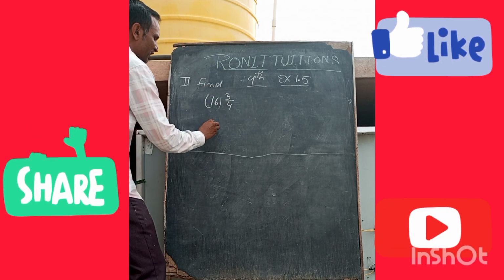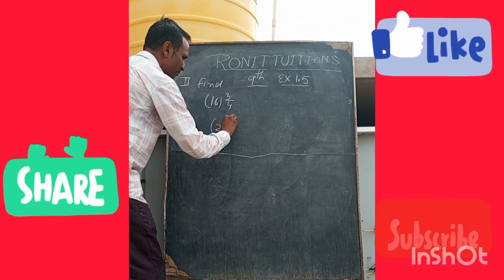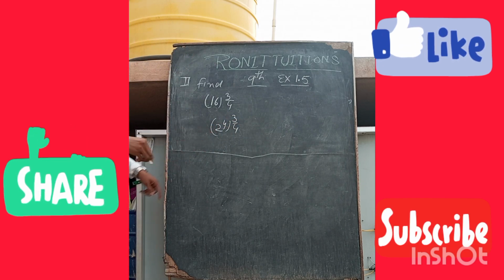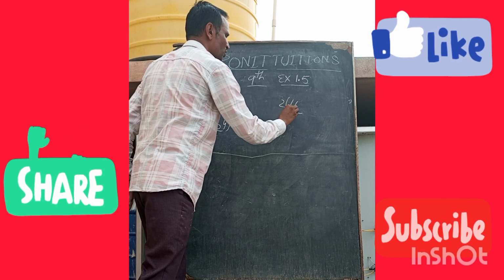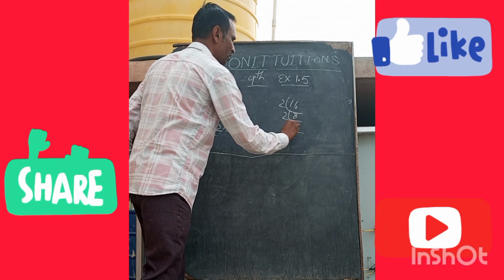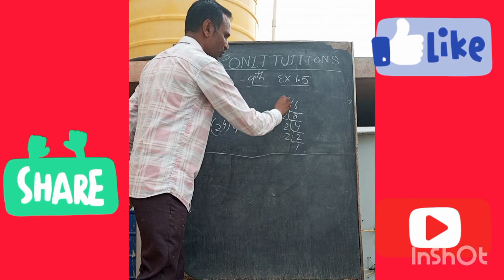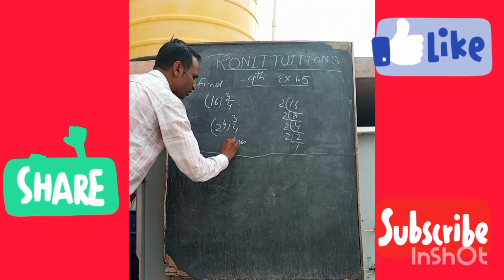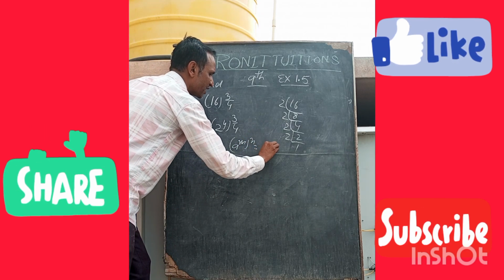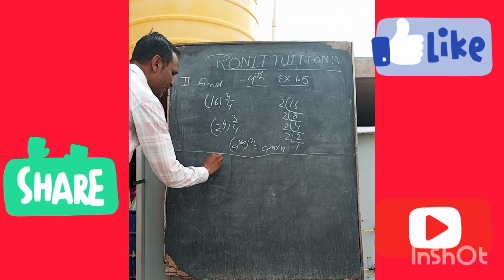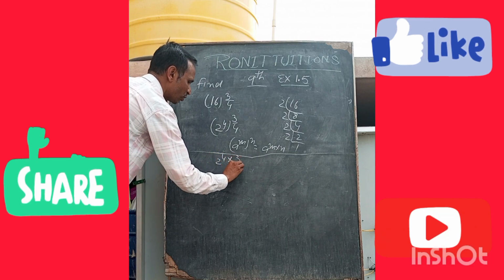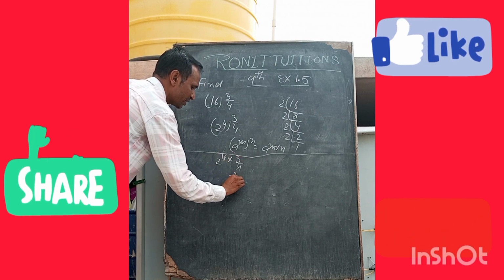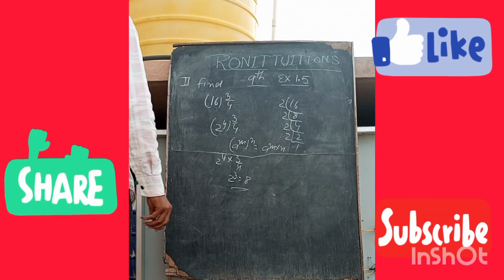Now you know 16 we can write as 2 to the power 4, to the power 3 by 4. 16 we can write like this: 2 × 2 × 2 × 2, so this is 2 multiplied 4 times. So we can write (a^m)^n is equal to a^(m×n). Then we can write 2 to the power 4 into 3 by 4, the 4s cancel, 2 to the power 3 is equal to 8. That is the answer of this question.